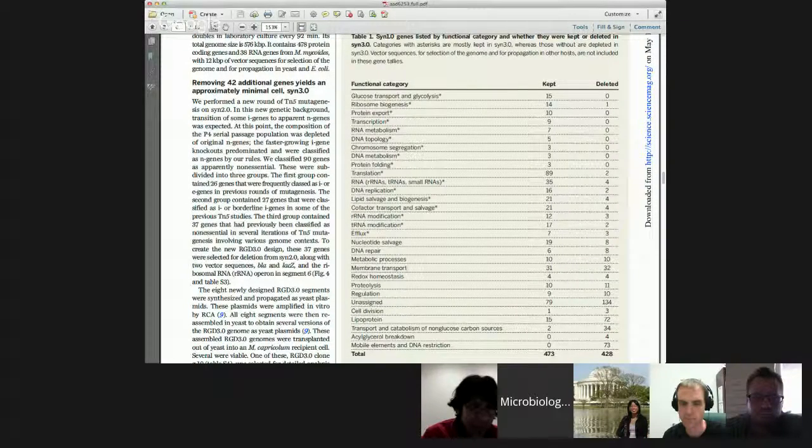And what you can see is some of these things that were completely removed are very predictable. So mobile genetic elements and DNA restriction, they just jettisoned that. Here, transport and catabolism of non-glucose carbon sources. They talk about this in the discussion, and Nicole mentioned this: you're just going to feed this thing glucose. So it's going to keep all of its glucose stuff up here at the top, and it's going to pretty much get rid of a bunch of stuff that has to do with dealing with unusual or non-glucose carbon sources. This is a very stable environment that you're growing it in.